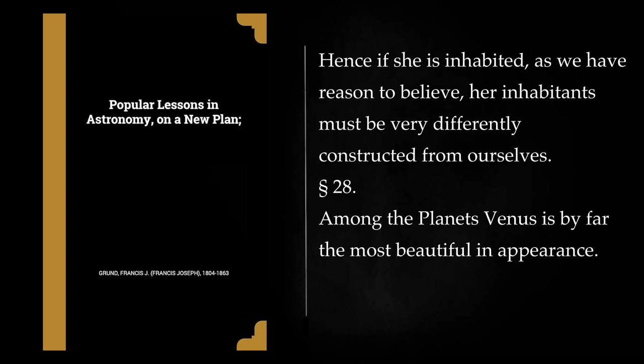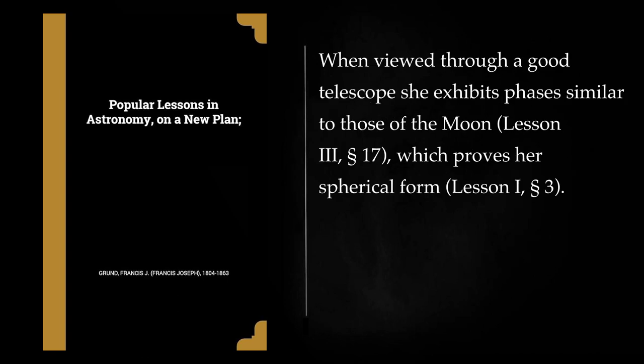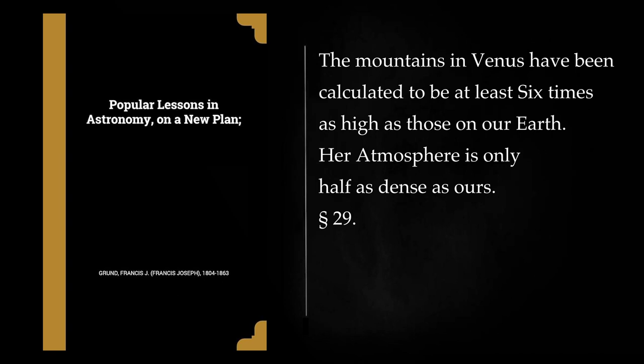Section 28. Among the planets, Venus is by far the most beautiful in appearance. She is known also by the name of the morning and evening star. Her light is so bright that she is often seen at noon. When viewed through a good telescope, she exhibits phases similar to those of the Moon, Lesson 3, Section 17, which proves her spherical form, Lesson I, Section 3. The mountains in Venus have been calculated to be at least 6 times as high as those on our Earth. Her atmosphere is only half as dense as ours.